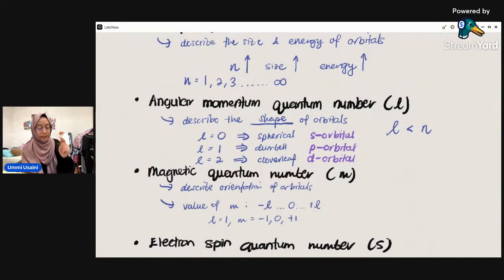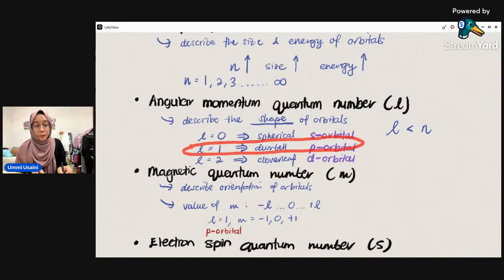Okay, tapi kat sini tadi Miss ada mention about daripada sini kita boleh tahu berapa banyak orbital yang ada kan. So tadi L equals to 1 kita dah belajar lah. Kalau L equals to 1 bermaksud dia adalah dalam P orbital. Kan? Ni kat atas ni tadi yang untuk dumbbell tu. So kalau L equals to 1 bermaksud dia adalah P orbital.